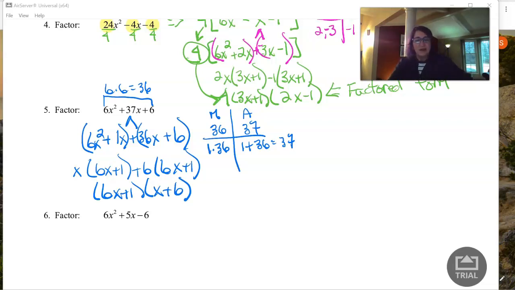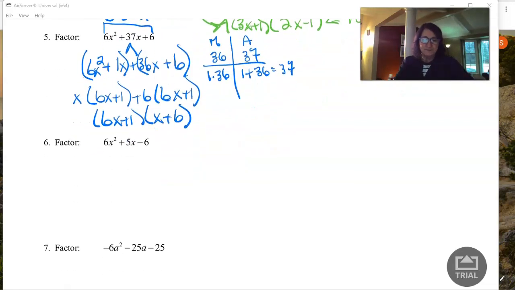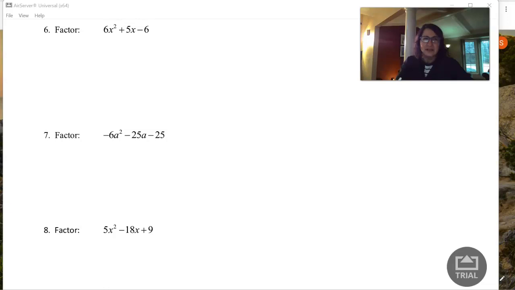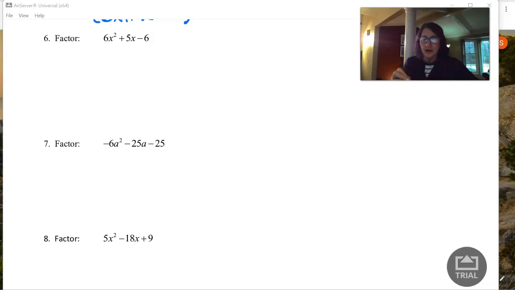Okay, we're cruising. Let's look at another example. 6s and 5s are sometimes a little bit challenging. So that's why I put this example in here. Let's go ahead and give it a whirl. So I see that my leading coefficient is not a 1. So I'm going to start the same. Okay, 6 times negative 6 is a negative 36. So I'm looking for what can I multiply that gives me a negative 36, but adds to a positive 5.